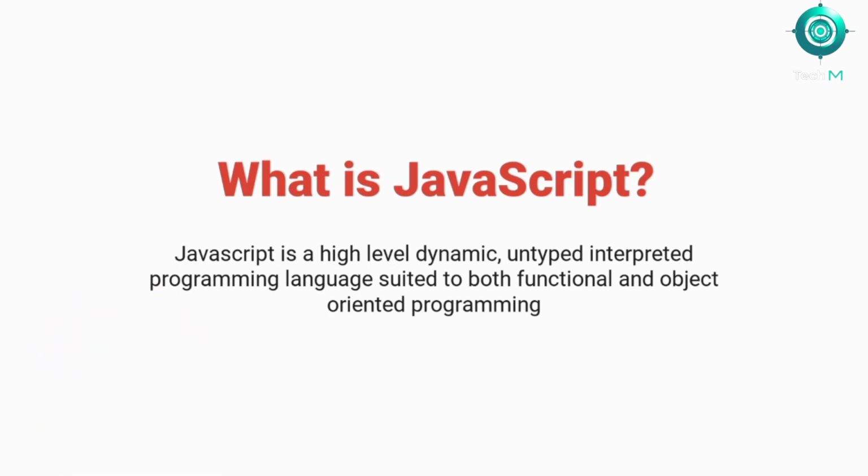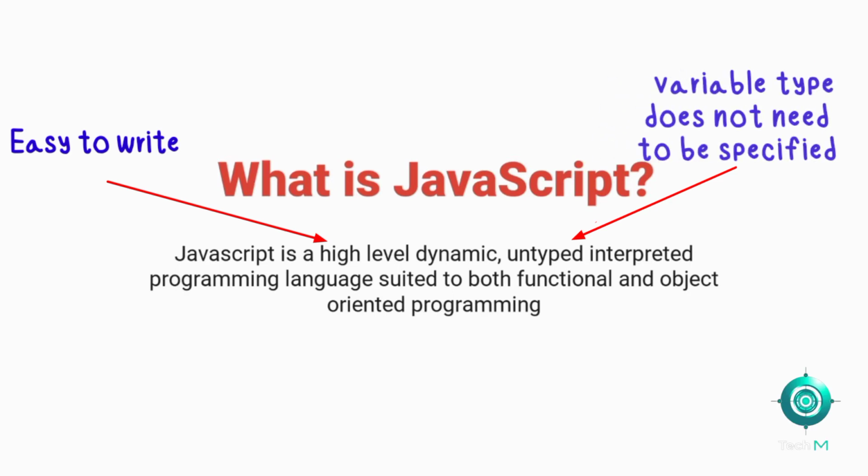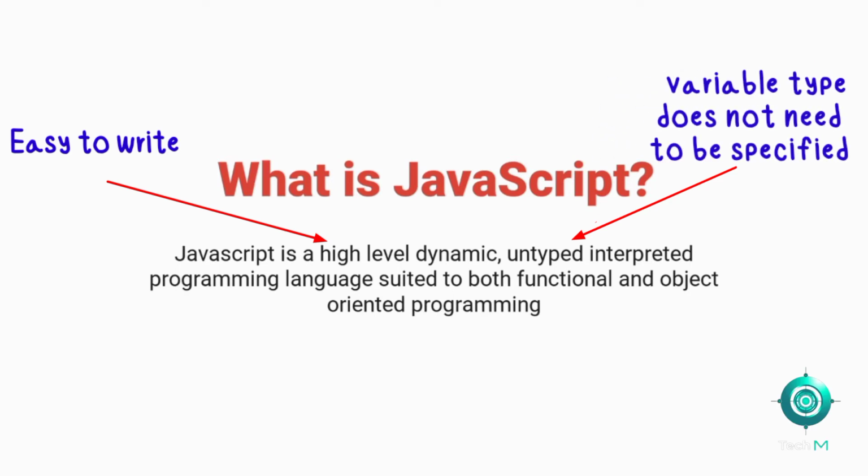For starters, let's take high level. When we say a language is high level, it means it's easy to write. You don't have to bother about memory management and registers. When we talk about untyped, it means you don't have to explicitly specify the data type of the variable when you are declaring your variables. And if this is your first time learning JavaScript, don't bug your head too much with all the new terms and explanations. It will become clearer as you proceed.